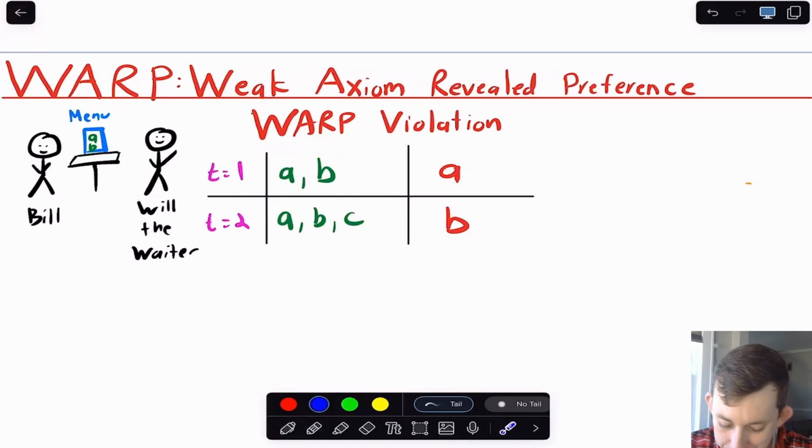So here's the story. Bill's hanging out at a restaurant. Will, the waiter, comes over, gives him a menu. It's got 2 options, A and B. I don't know what A or B are. Pick your 2 favorite foods at a restaurant. But Bill basically says, I will have option A.